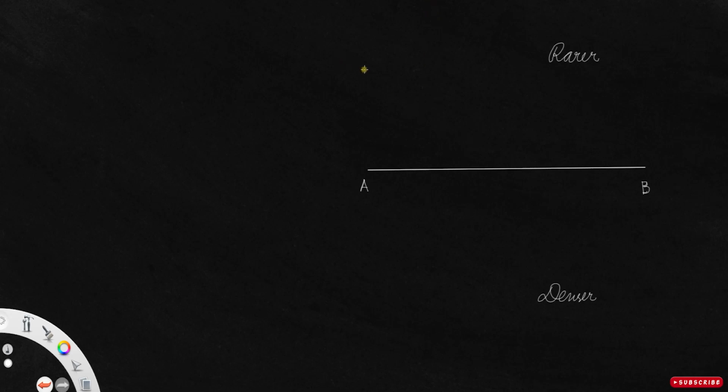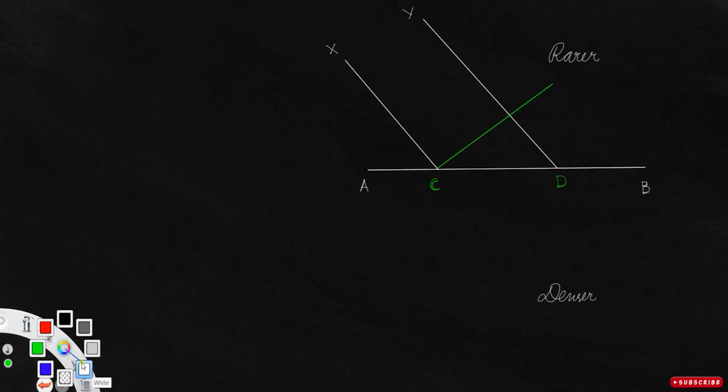Now let me consider two parallel rays like this. Let this ray originate from the point X and this ray from Y. Also, let me draw a perpendicular at this point like this. Let's mark this point as C, this point as D, and this point as E. This one is 90 degrees, this also is 90 degrees.